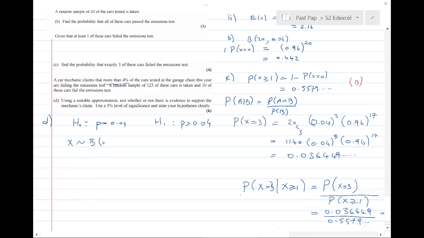with 125, because it tells us it's 125, and 0.04. Now that is not helpful in trying to work out the hypothesis, because the sample size is very large here, so the calculation is going to be quite cumbersome. We've got 10 as our test statistic, so we wouldn't want to be testing all the values from 10 to 125, or even just taking one away from the other. It'd just be a lot of calculations to do. So what we do is we use a suitable approximation.